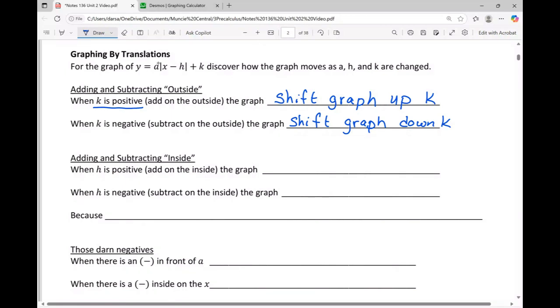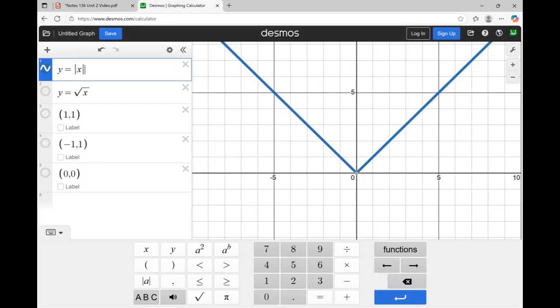Next, let's look at, in the base function y equals absolute value of x, what would adding and subtracting a number on the inside of those absolute value bars be? In this case, we call that an h. So let's go to our Desmos calculator.